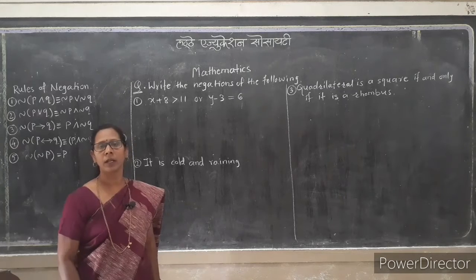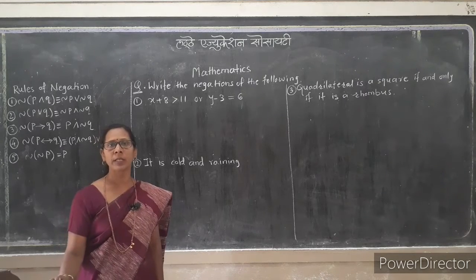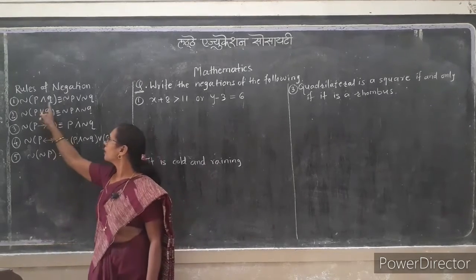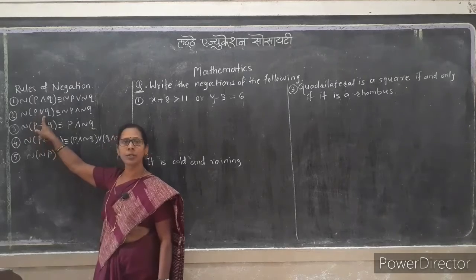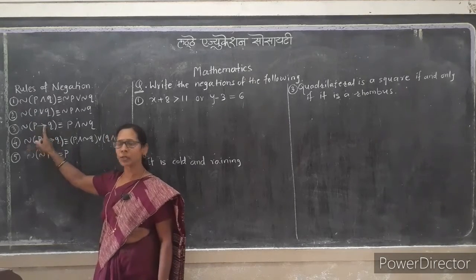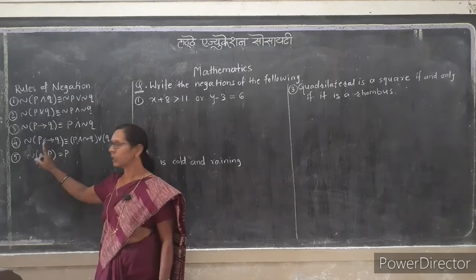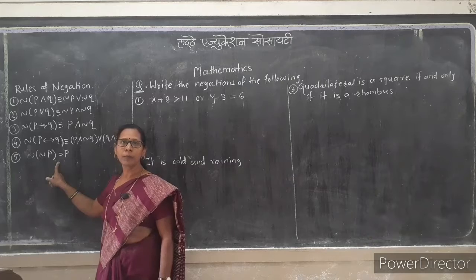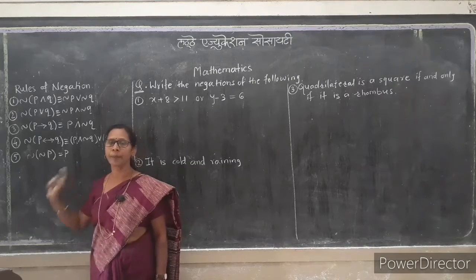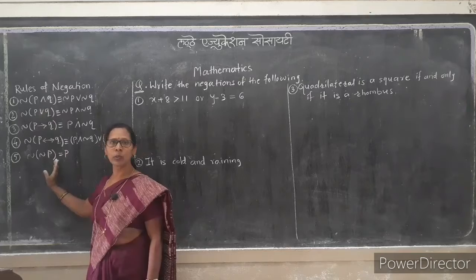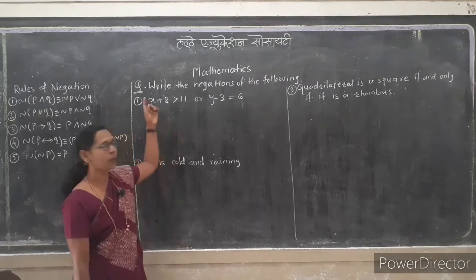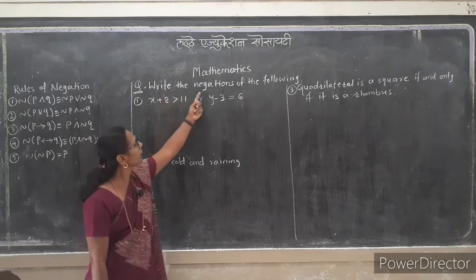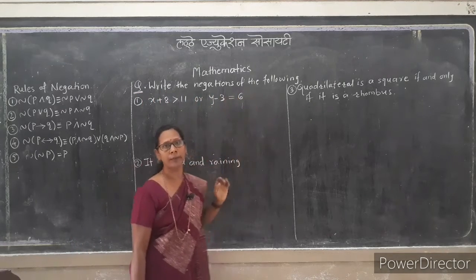Hello students, in the previous lecture we saw negation of compound statements, meaning negation of conjunction, negation of disjunction, negation of implication, negation of double implication and negation of negation P. All these results we proved in the previous lecture. Using these rules we solve the question. The question is: write the negation of the following.